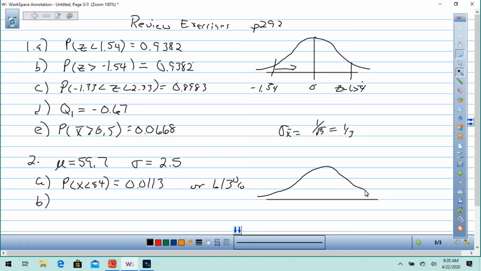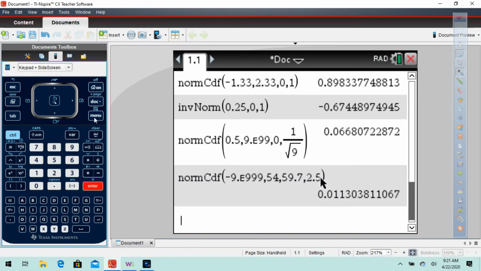So I want this over here 0.95. Okay, and I'm not looking for the z this time. I want to know what the x is. Okay, so I'm going to go over here.